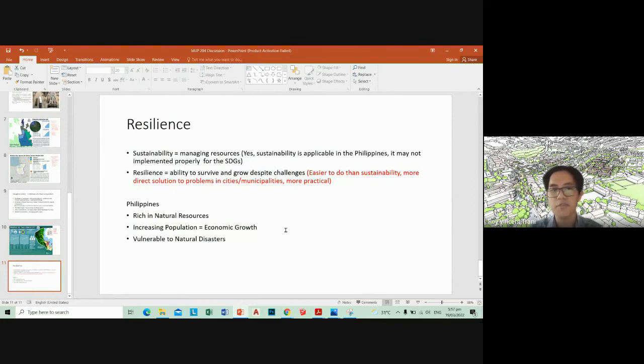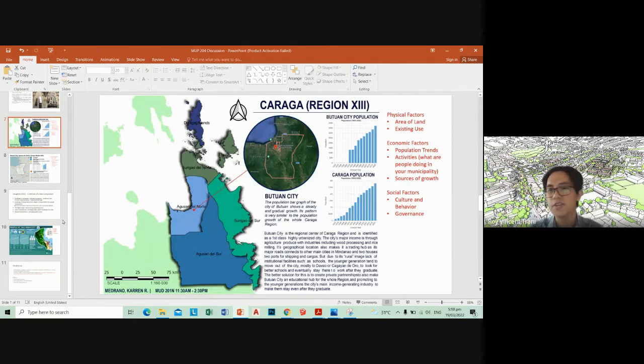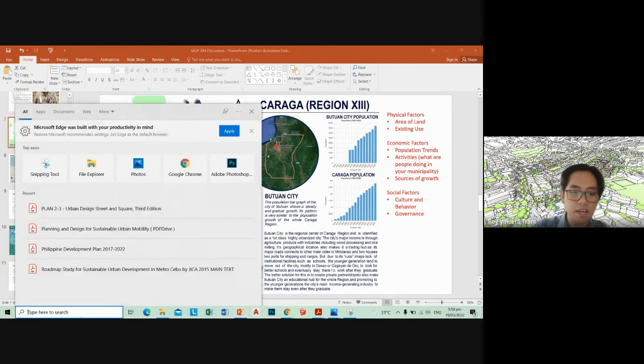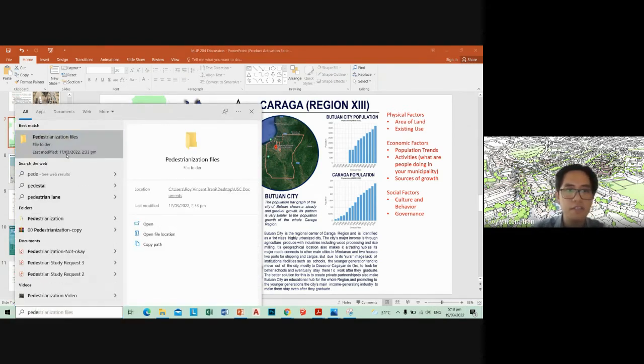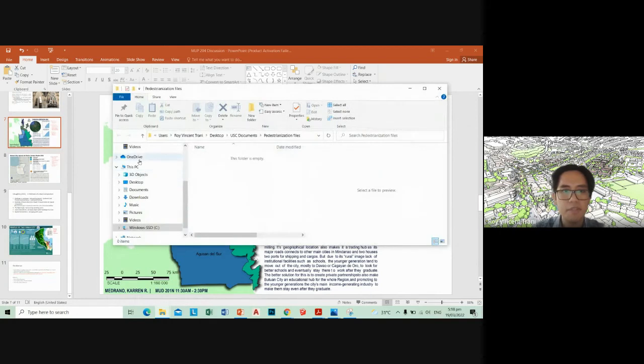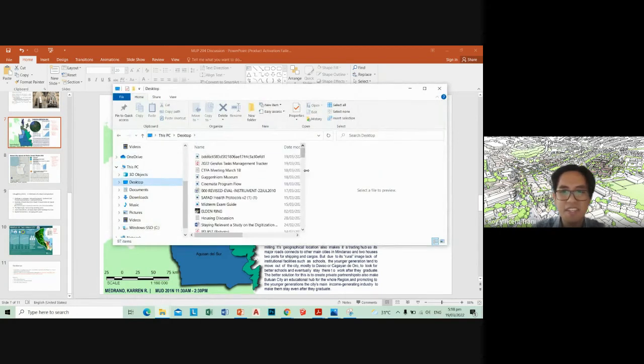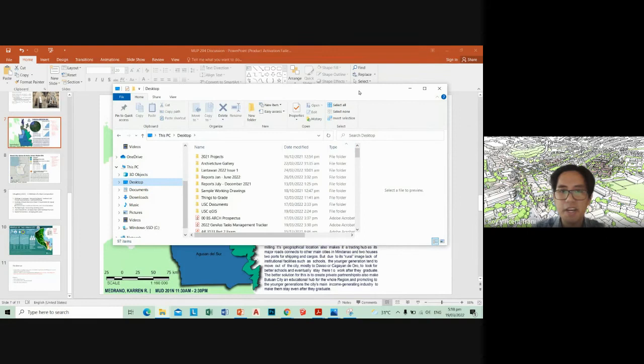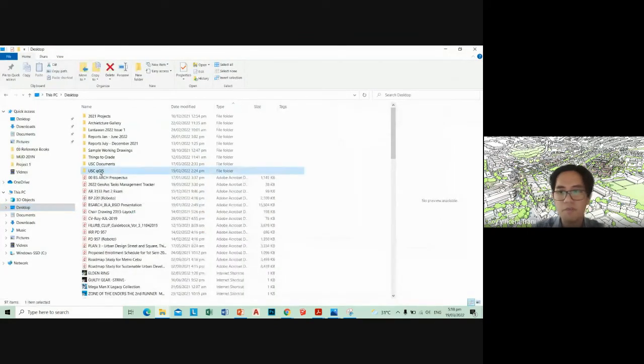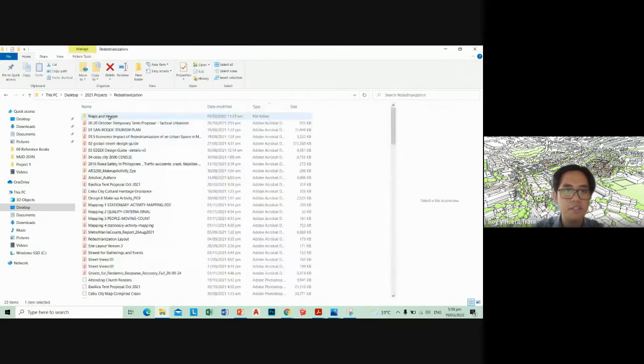I'll also try to provide my own solutions for Cebu City, so you will be guided. I have one proposal here, which I will probably share with you. Oh wait, we still have some time actually. Let me see. Pedestrianization files. Okay, folder is empty. Recently, I was approached by one of my former students, who is also part of the PolSci department of the University of San Carlos. Let's see here, projects 2021, pedestrianization.